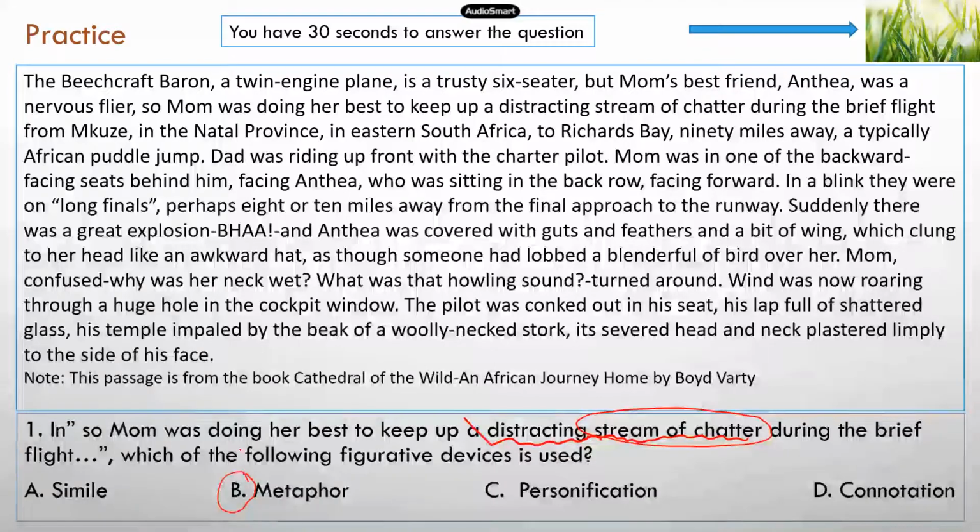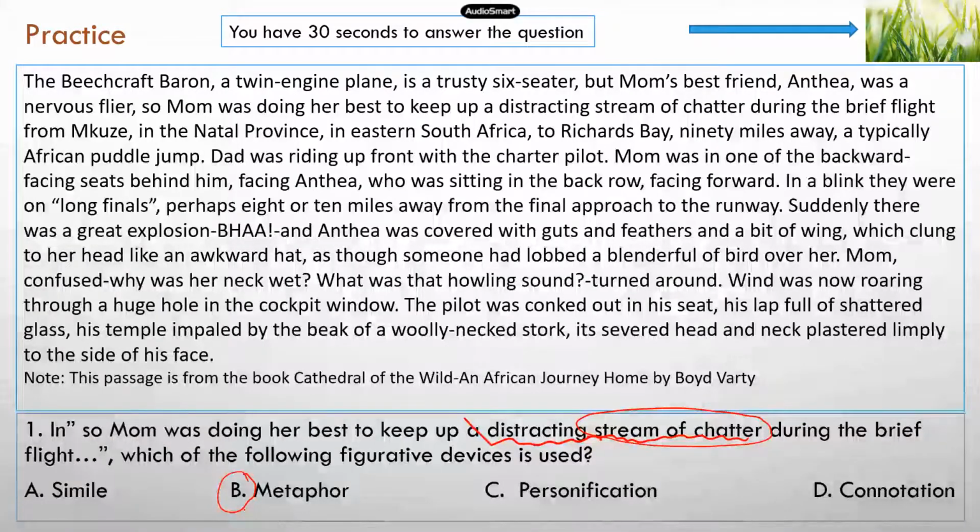So, this compares two different things, right? Stream of water and the mom's talk, the mom's chatter, because you're comparing two different things. So that's either simile or metaphor. But this sentence does not use the word like or as, right? So it will be metaphor. So correct answer is B.